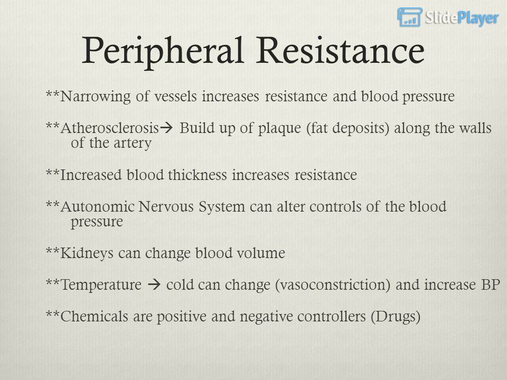Peripheral resistance. Narrowing of vessels increases resistance and blood pressure. Atherosclerosis, buildup of plaque, fat deposits, along the walls of the artery. Increased blood thickness increases resistance. Autonomic nervous system can alter controls of the blood pressure. Kidneys can change blood volume.